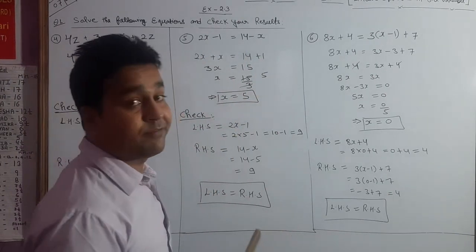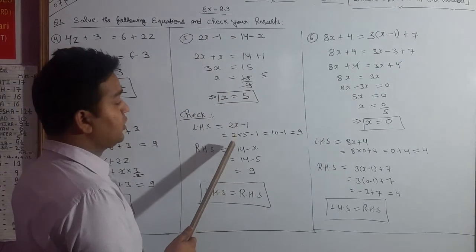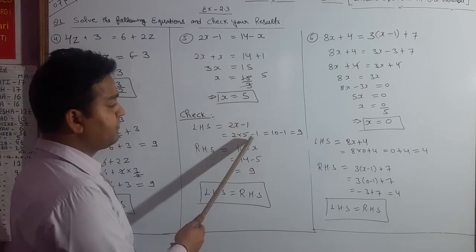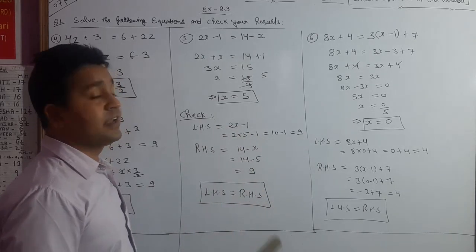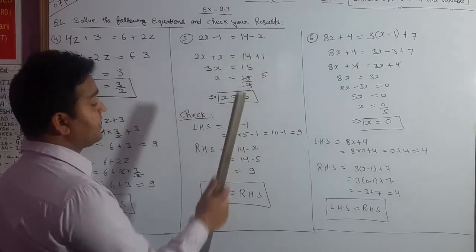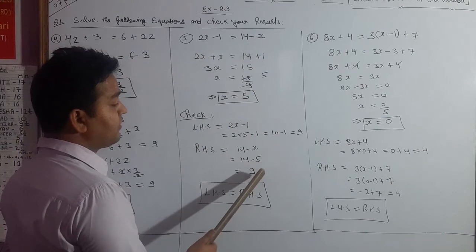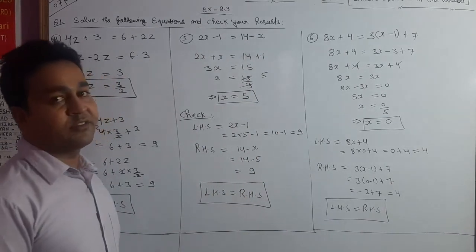What is the value of x here? 5. Now you have to check. Left hand side 2x minus 1, you have to put 2 into what is the value of x here? 5 minus 1. Then 5 2s are 10 minus 1. You get 9 in the left hand side. Now you have to check right hand side. Right hand side you have 14 minus x, means 14 minus 5, again you get 9. It means that left hand side is equal to right hand side, it means that your answer is right.